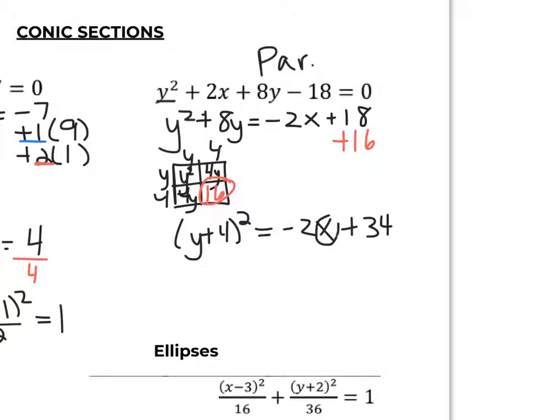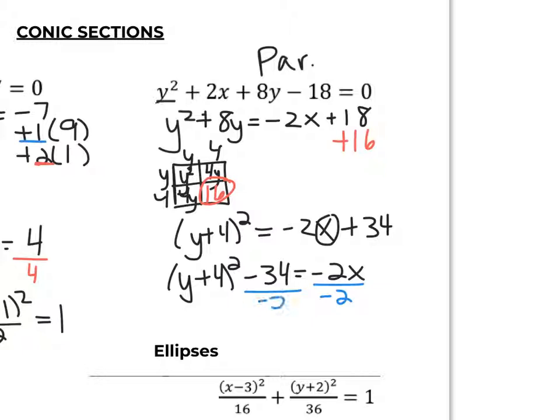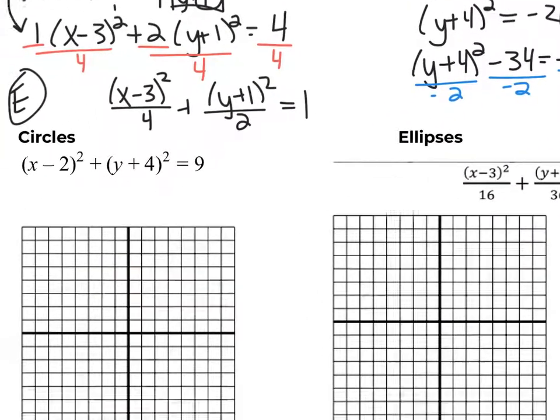Now my goal is to get x by itself. So my 2 steps to get x by itself are minus 34 and divide everything by negative 2. So y plus 4 squared minus 34 equals negative 2x. And now we're going to divide each term by negative 2. And my technically correct way to write this would be x equals negative 1/2 (y plus 4) squared plus 17. Once again, it's a parabola because only one of my variables is squared.